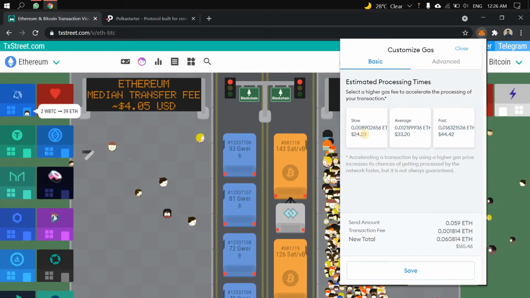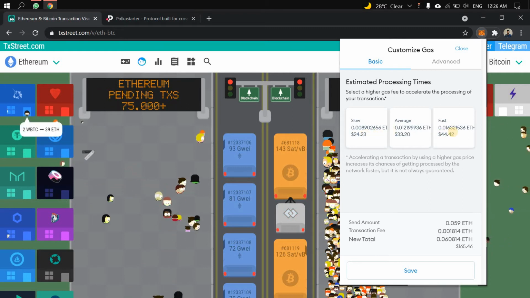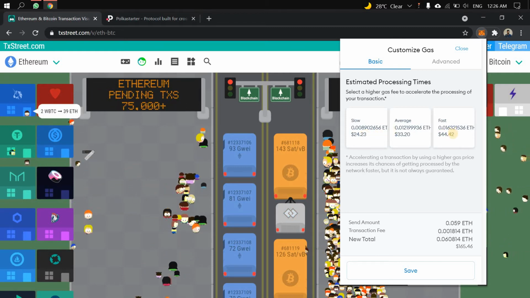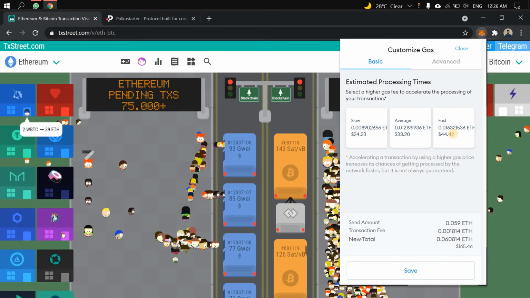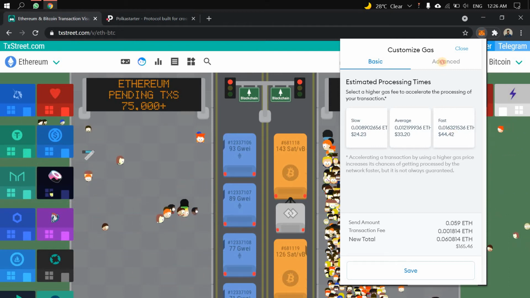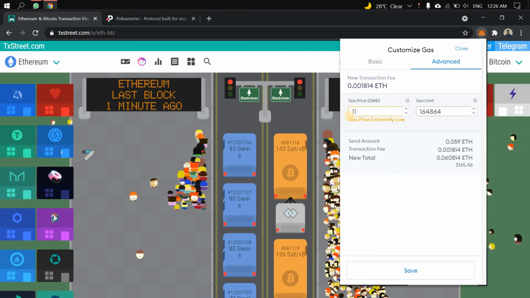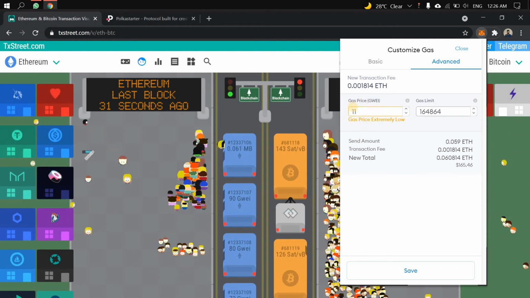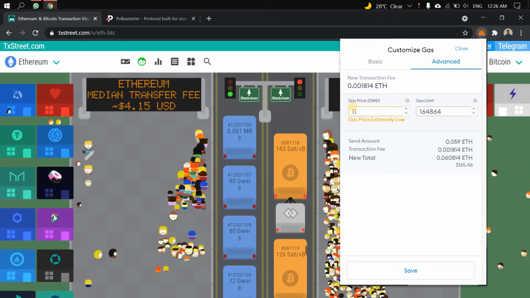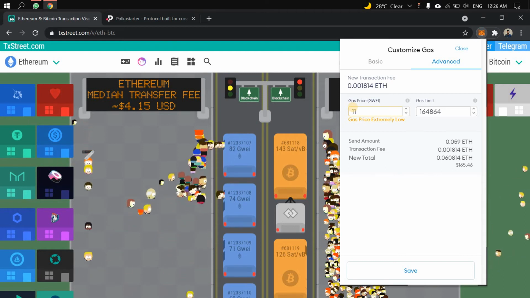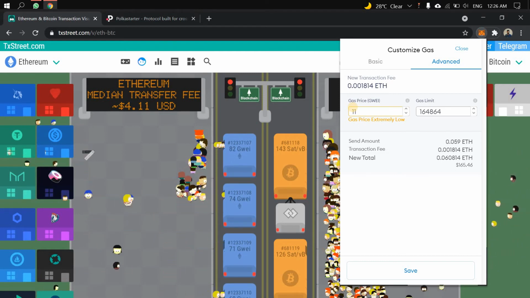And you can see these are the levels of fees that are available: slow, average, fast. Though I opted for fast, it may not happen. So I need to go to advanced and manually give the gas fee. Since I gave a gas fee that is not high at that particular point of time, my transaction will be waiting in the waiting area, which is the memory pool.